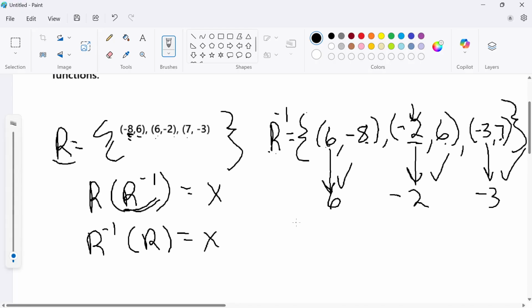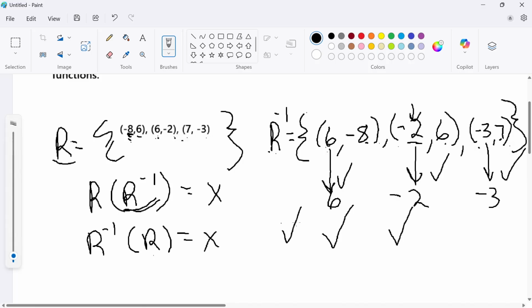And now I'm going to do it the other way. I'll do the relation first. -8 gives 6. 6 gives -8. Back to -8. Check. 6 gives -2. -2 gives 6. Back to 6. Check. 7 gives -3. -3 back to 7.